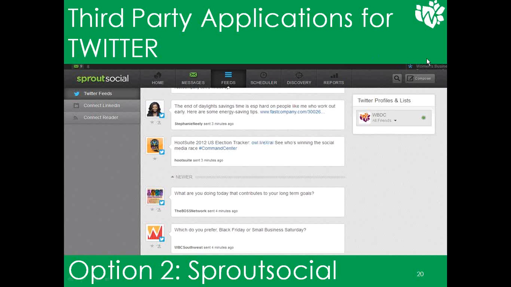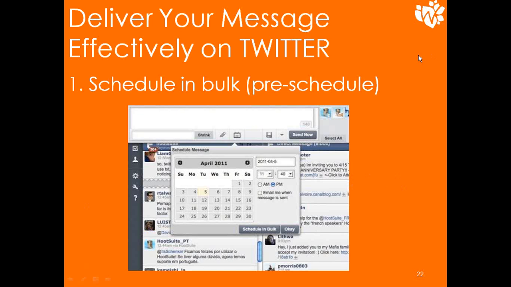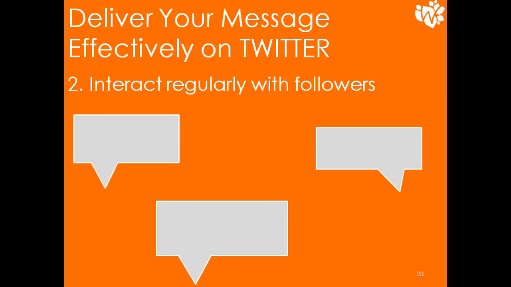So we're going to go a little bit more into that as we go through how to effectively deliver your message. So first, the way to do it best, schedule in bulk, pre-schedule. So again, in HootSuite, even on the free account, you can schedule in advance. You can compose a message and set it to go whenever you want. And you can monitor those by going to the scheduler icon along the left-hand side and see what is scheduled. A great way to make sure that you're always staying up and on people's pages is to do the scheduling in bulk. And then on top of scheduling in bulk, you want to interact regularly with followers.